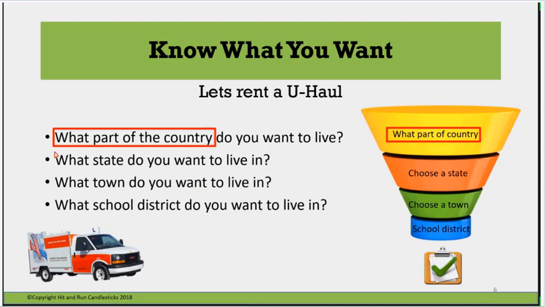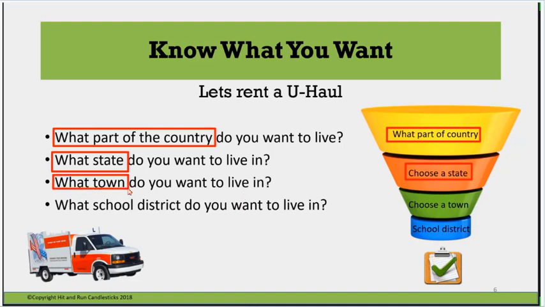And then the next thing you have to ask yourself is, what state do you want to live in? Choose a state. So you have to know these things. And trading is the same way. So many times people just get out there and they start trading and they don't have these answers and they wonder why they can't make money. But I'm going to show you how this can all work, but you still have to know what you're looking for, okay? You have to know what you want.